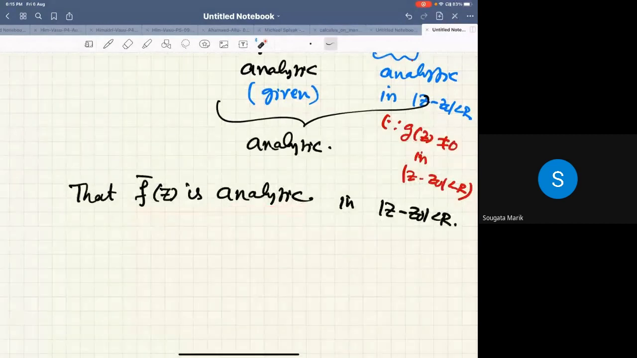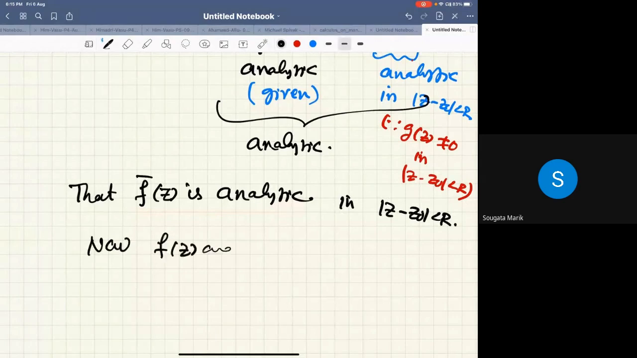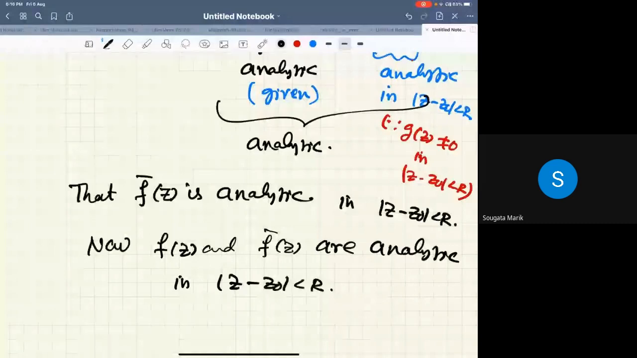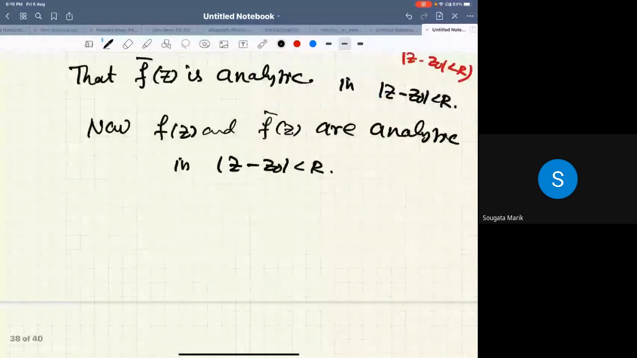Okay. Now f of z and f bar z are both analytic in mod z minus z naught less than r. So what is your conclusion? Then f must be constant. F of z is constant. Okay, very good. This means f of z must be constant.